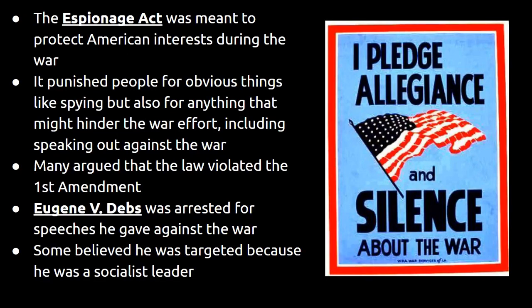One person that became a target of the government under the Espionage Act was Eugene V. Debs. He was arrested for some speeches that he gave that spoke out against the war. However, as a socialist leader, he already was disliked by many people and distrusted by many people because most Americans looked down on socialism at that time. Some people believe, and it may be true, that Debs was unfairly imprisoned under the Espionage Act, not just because of what he said, but because of his political views as a socialist.